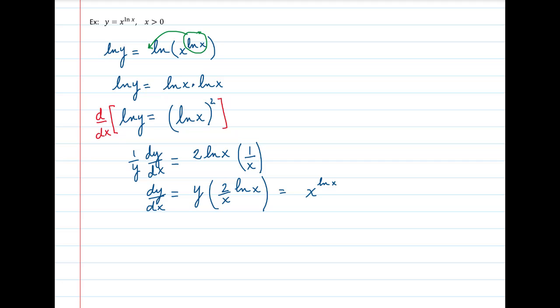Remember, you can always substitute the y for the expression in x, as we had in the beginning, if you want to have your final answer in terms of x.